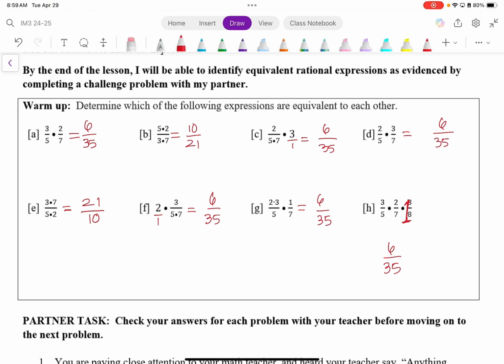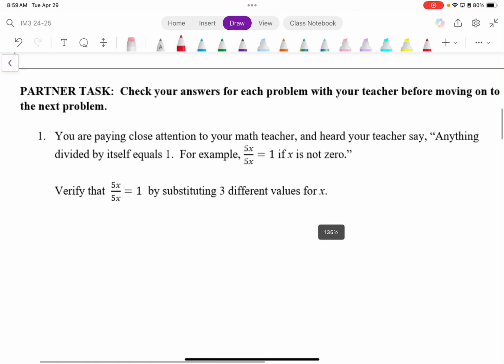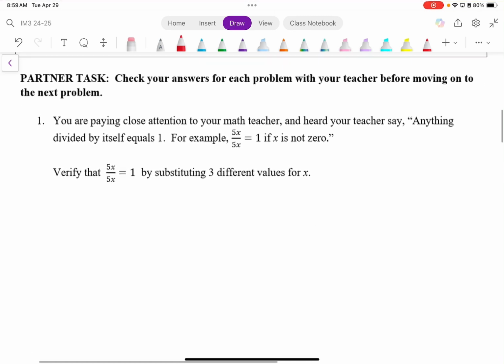Okay. So let me go ahead and read to you guys the instructions for the partner task, and then you guys can go ahead and get started. So here's the next task, and this is basically the last task of the day. We have a partner task, so you're going to work with only one other person at your table. Okay, figure out who that is. You're going to check your answers for each problem with me or with Miss Monica. And after we check your work, you can move on to the next question.